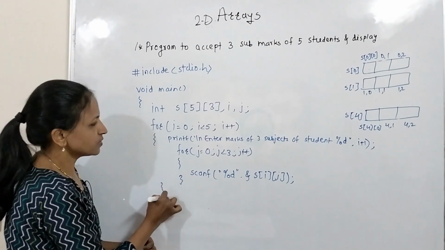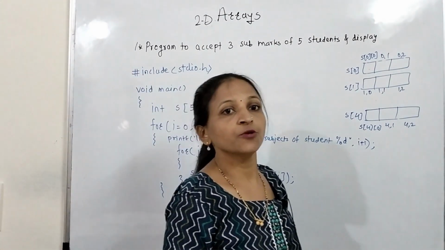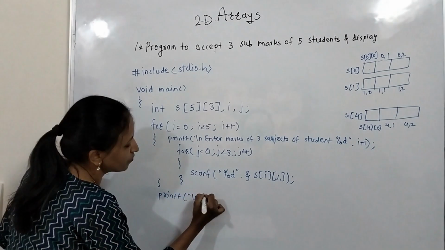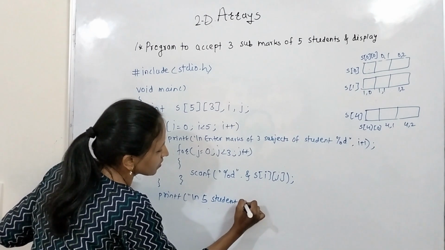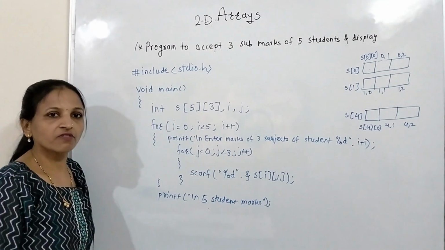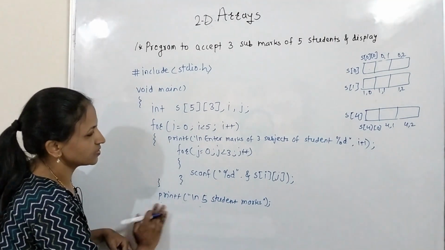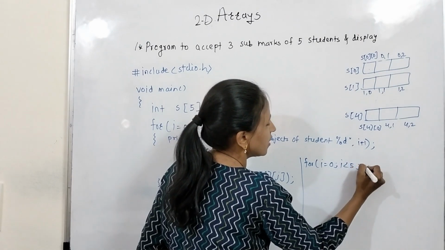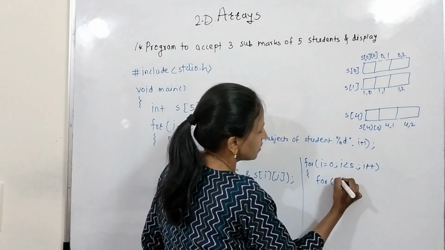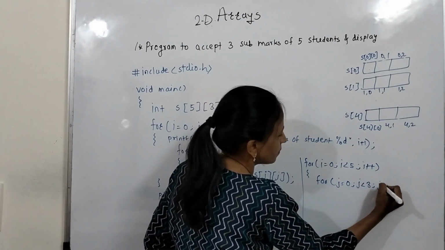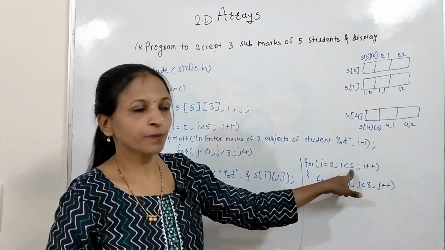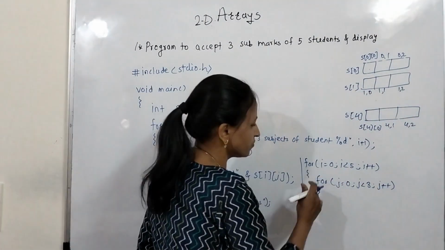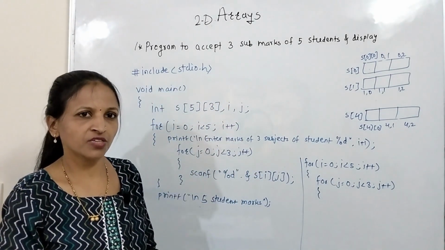In this way we can access marks of 3 different subjects of 5 students, and the same thing we have to display now. First we will display a message like printf 5 student marks. Okay, now here one by one we will display all those marks. Here I am placing for i equals to 0, i less than 5, i plus plus. Then for j equals to 0, j less than 3, j plus plus. Here the outer loop will represent number of rows, inner loop will represent number of columns. Always remember.